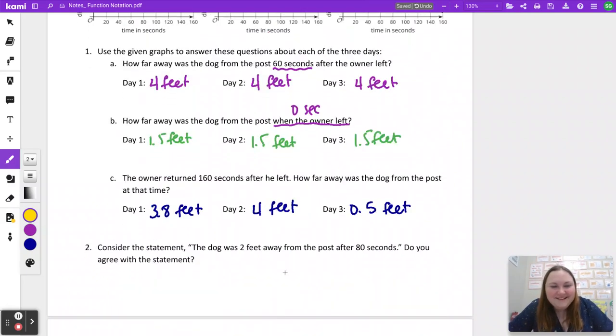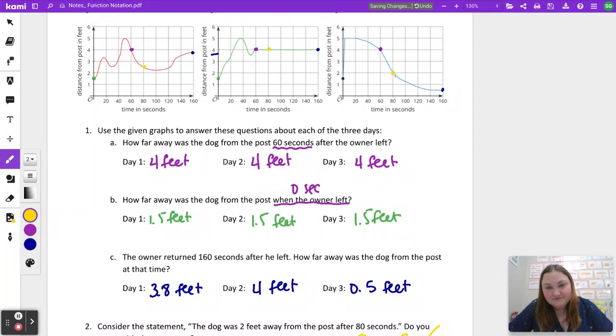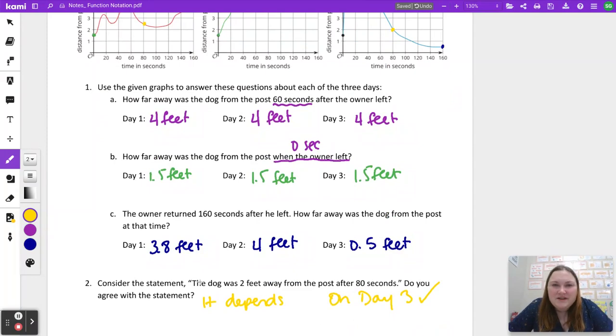So the answer we get a lot from this question is, it depends. It depends which day we're talking about. On day 3, yeah, it is true there, but days 1 and 2, it's not. So notice when we're describing these graphs, we have to be super specific. You can't just say the dog was 2 feet away from the post after 80 seconds. We have to say on day 3, the dog was 2 feet away from the post after 80 seconds.